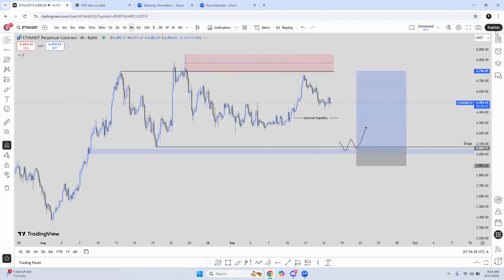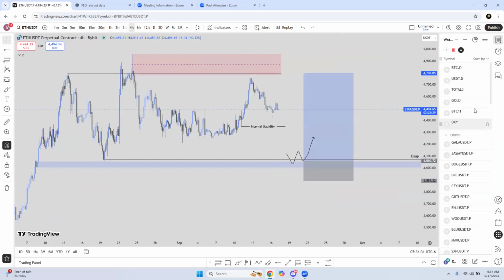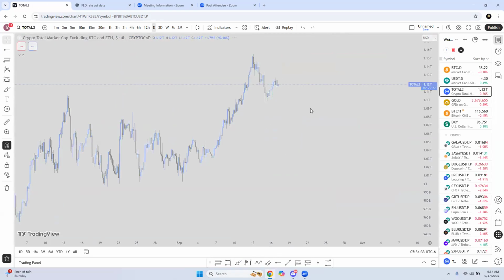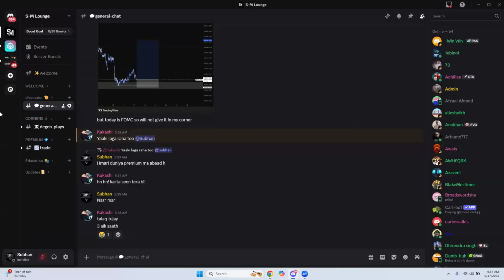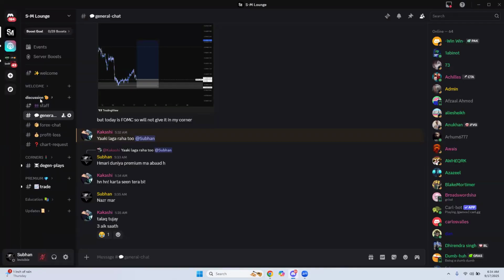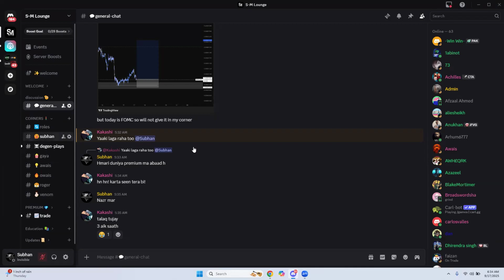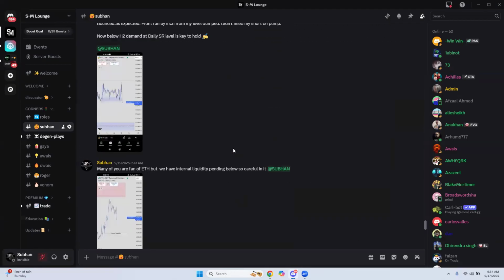This is Ethereum. Important for alts. What's going on with alts here? Alts, this is the important chart on alts. I have already given the analysis a few days back on what's going to happen here.